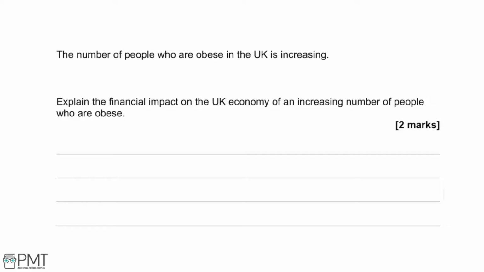The number of people who are obese in the UK is increasing. Explain the financial impact on the UK economy of an increasing number of people who are obese, and this question is worth 2 marks. What the examiner is looking for you to mention here is the cost to the NHS, and the terminology you can use is quite varied.